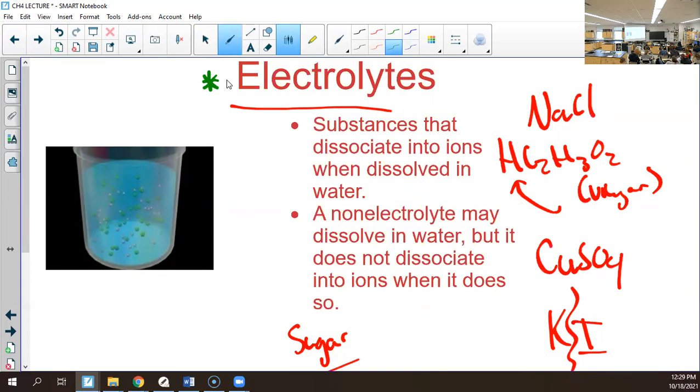Substances that dissociate into ions when dissolved in water are considered electrolytes. Where do you think they get that name? Electrons. Good. That's a good guess, and it is definitely related. An electrolyte is something that will help water conduct electricity.